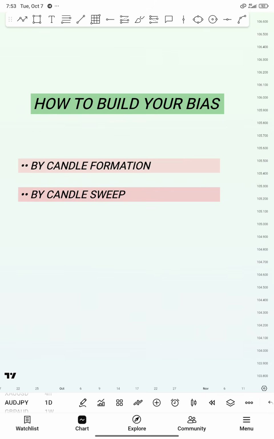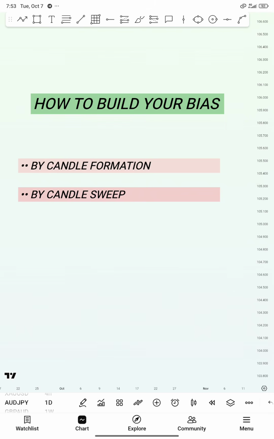Alright guys, here's just a quick one. Now I'll be sharing with you guys how you can build your bias, and there are two ways you can build a valid bias. When we talk about bias, we mean storyline and we also mean directional bias. It doesn't matter, just understand the logic and the concept, then you can apply it, and I swear when you see them on your chart you'll be able to identify them.